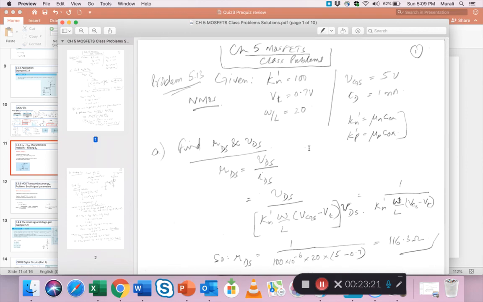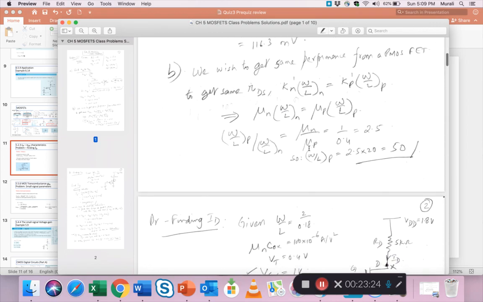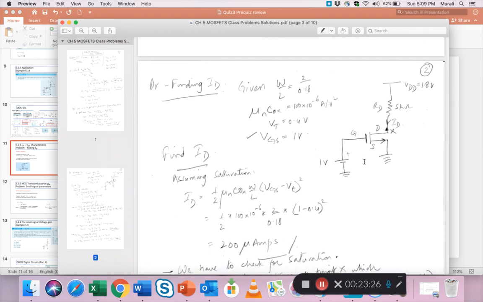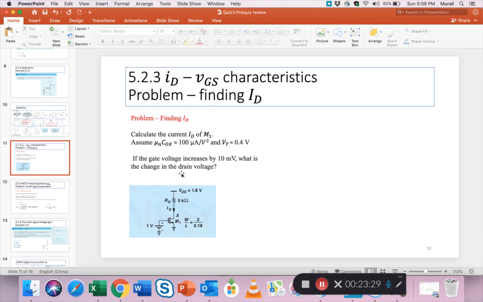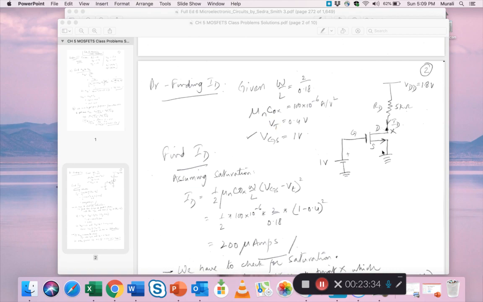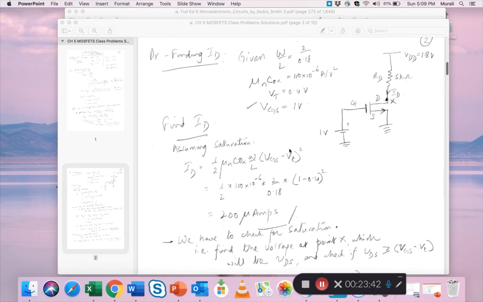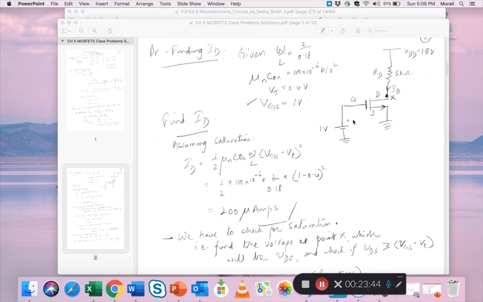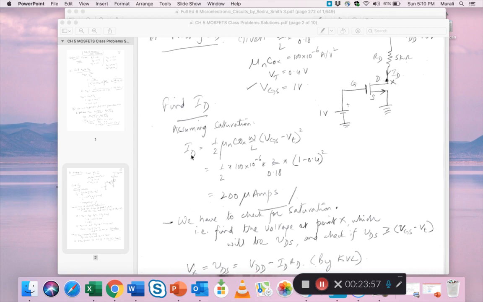Let me look at, I think this is the problem, finding ID. Yeah. Yep, 1.8 and Vt is given. Yeah, this W/L is 2 by 1.8. So VGS is shown here, and since there's no other resistance or anything, this is applied fully to the gate circuit, gate to source. So VGS is given. So assuming saturation, find ID.